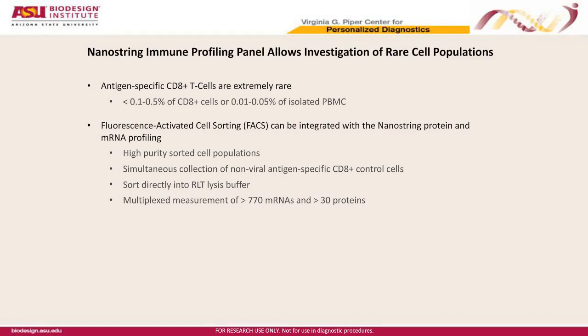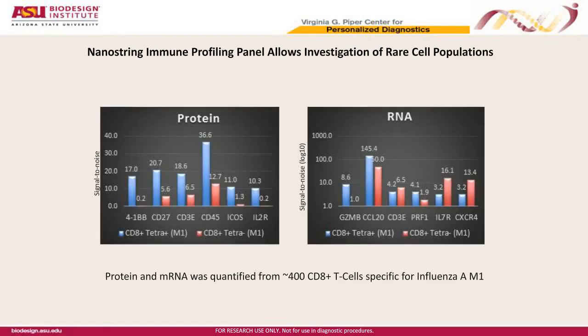And the fundamental challenge with many of these studies is simply the limitation in the numbers of T cells. In this case, pre-stimulation frequencies are often less than 0.1% of CD8 positive T cells. So these are very low frequency events within isolated peripheral blood mononuclear cells. And so we were interested in having sensitive ways of being able to look simultaneously at both RNA and protein expression.